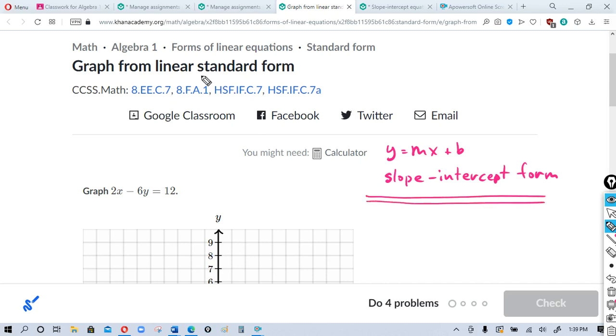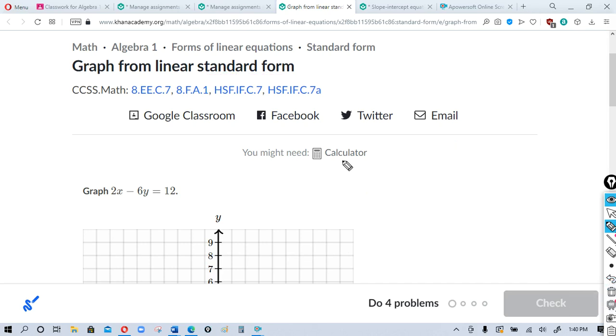But now we're going to be using standard form. And the equation for standard form is just ax plus by equals c. All right. So all of these equations that they give us will be in standard form instead of slope-intercept form. All right. So we're just doing the graphs.